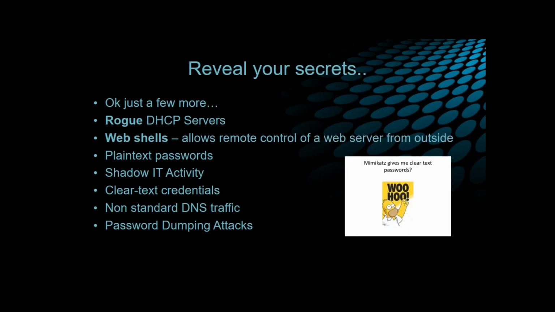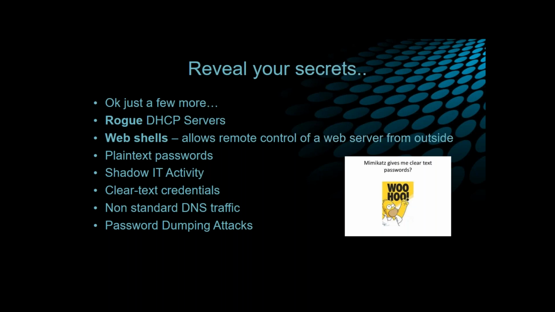Okay, we'll just go through a few more. We can detect rogue DHCP servers. We'll form a baseline, we'll list the DHCP servers that are legitimate within your network, and when we see something that's outside of that, we can flag that.